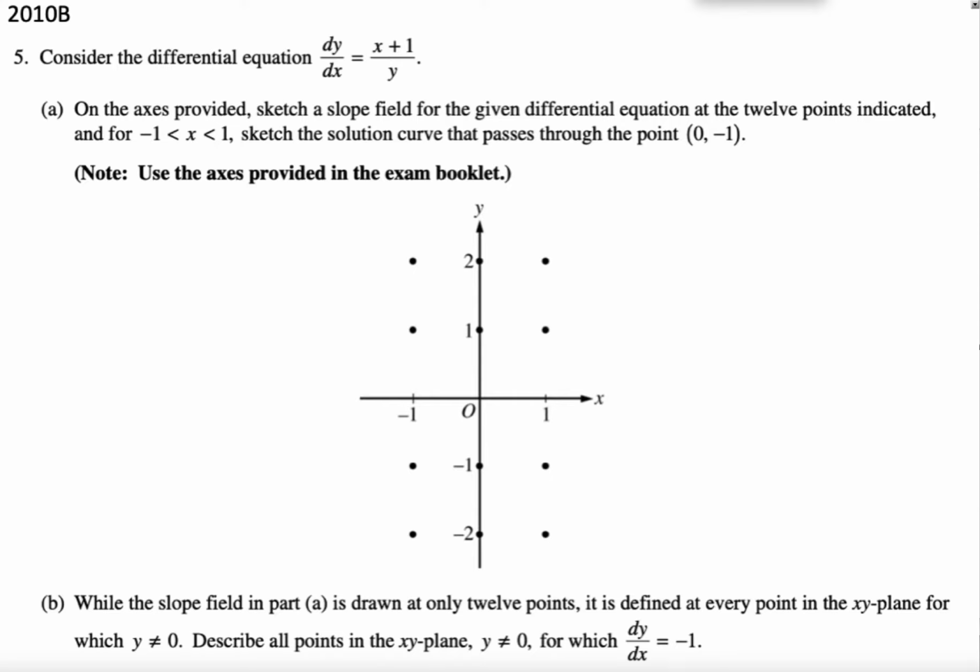A little bit on slope field. All right, so this is a question from 2010, Form B, number 5. So consider the differential equation that's given right over here. And then on the axis provided, sketch a slope field for the given differential equation on these 12 points indicated. And then sketch the solution if it passes through here.